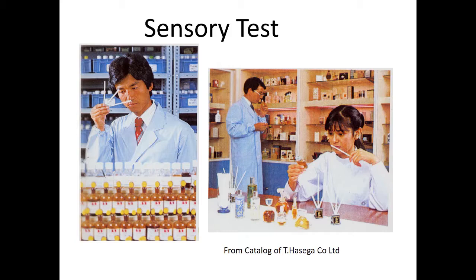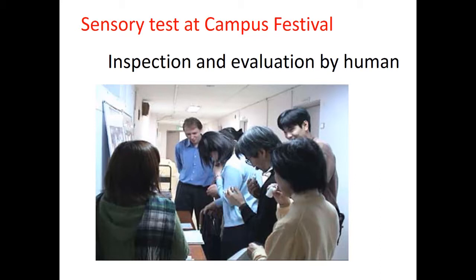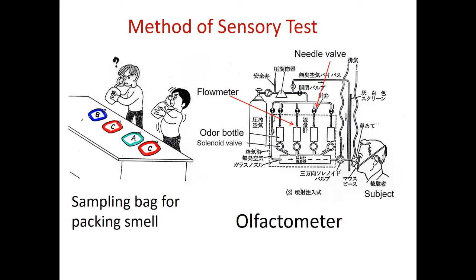So in our case, we do that at campus festival. Here, the sensory test is performed at campus festival. This is a corridor at the room, and so we can do that. People are sniffing the smell in here. And so this is a physical method to do that sensory test.